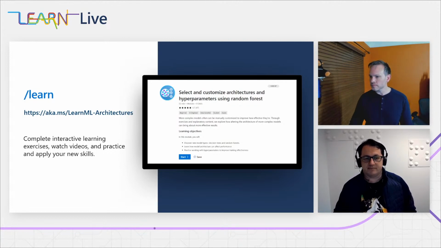Now, just a reminder that if you want to go through the exercises that we've done today, head over to learnml-architectures, and you'll be able to go through and enjoy the same process. Spend some time in those Jupyter notebooks, changing the values, experimenting. It's lots of fun, really convenient to do. You don't have to set up any infrastructure. It's all built into the web page, which is really delightful.